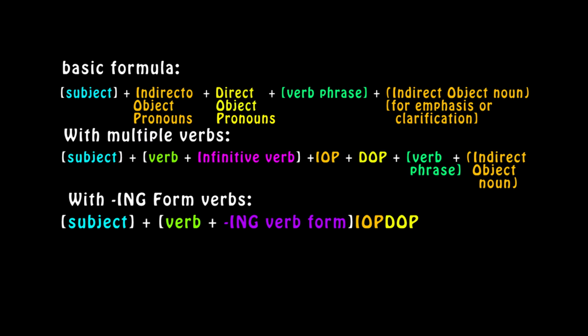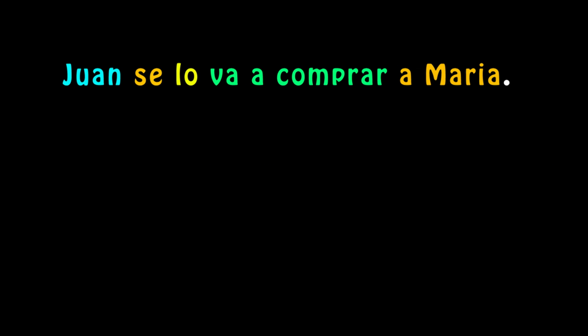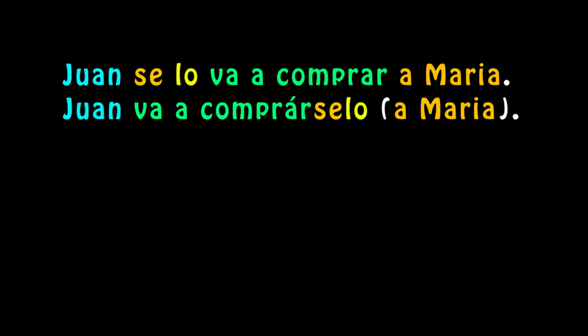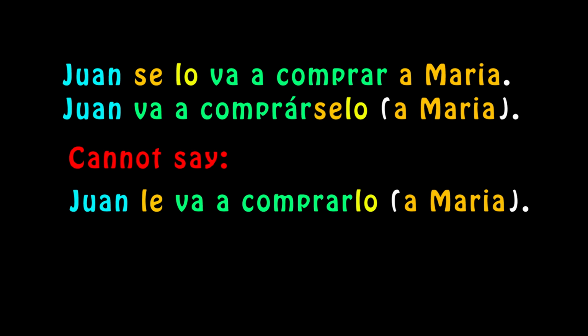I know, it's gonna take a while before you get this part of the direct and indirect objects. Please note that these two object pronouns go together, and that means that you cannot place them wherever you want. For example, you can say, Juan se lo va a comprar a María, or Juan va a comprárselo. Here, the infinitive verb is followed by the indirect object pronoun and the direct object pronoun. What you cannot say is Juan le va a comprarlo. That sounds wrong. You cannot say that. It makes no sense to us at all.